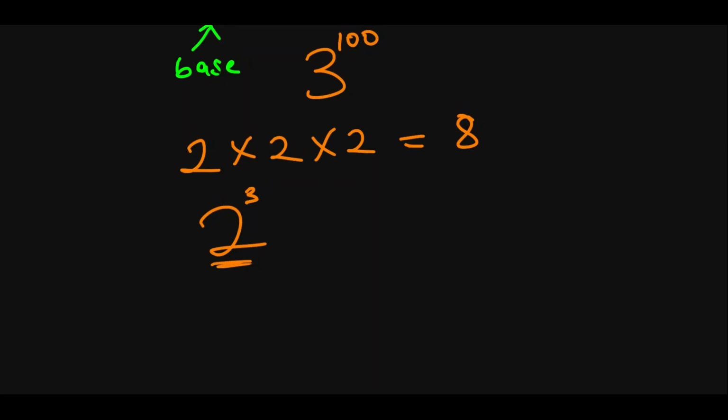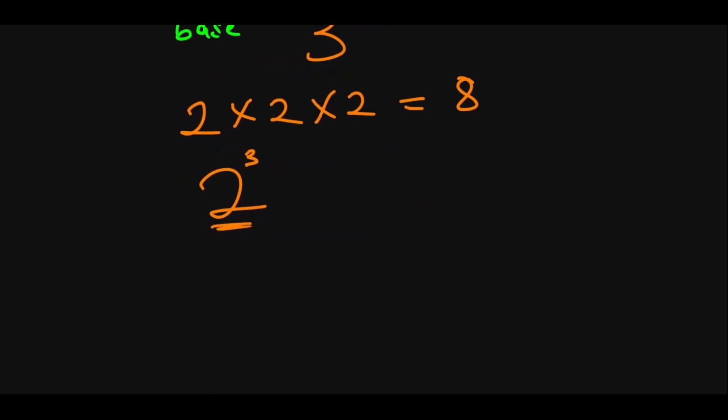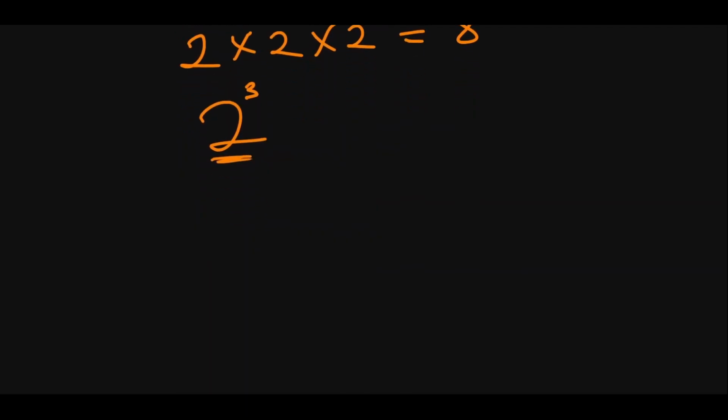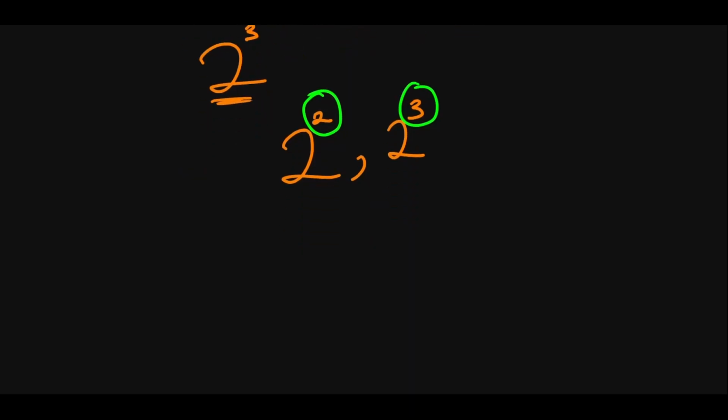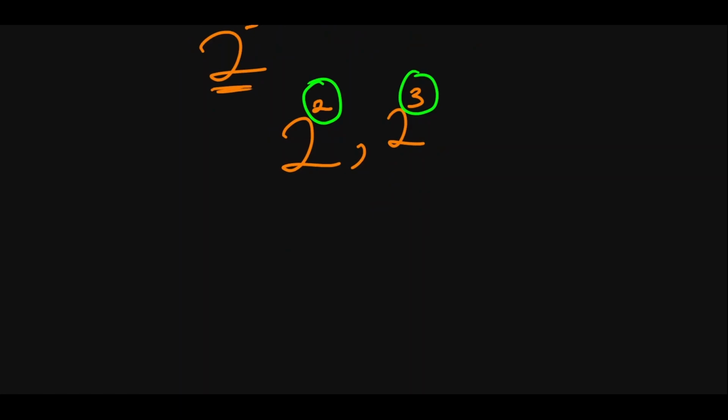Now that we have understood that, let us now talk about the popular powers. What do we mean by the popular powers? From what we've written, we can have the superscript 2, we can have the superscript 3, 4, and so on. Now, the popular powers are the superscript 2 and 3 because they are the ones that occur more frequently in mathematics. That's why I call them popular. Because they are popular, they are now given a special name. So the superscript of 2 is called square, while the superscript of 3 is called cube.